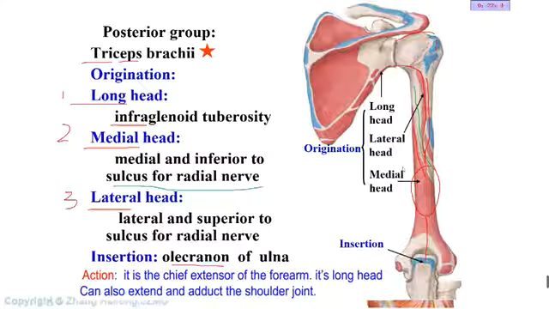Okay, and the most important function is to extend the forearm, or extend the elbow joint. Make the elbow joint extension, because it's from the humerus and ends on the ulna, on the back of the ulna. When this muscle contracts, it makes the ulna move backwards, aiding the extension of the elbow joint. Okay?